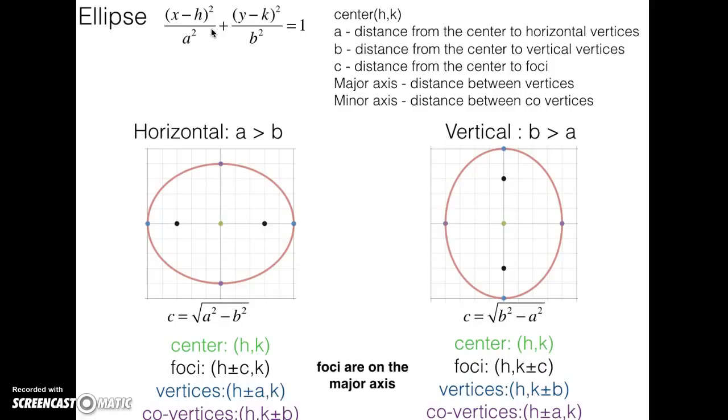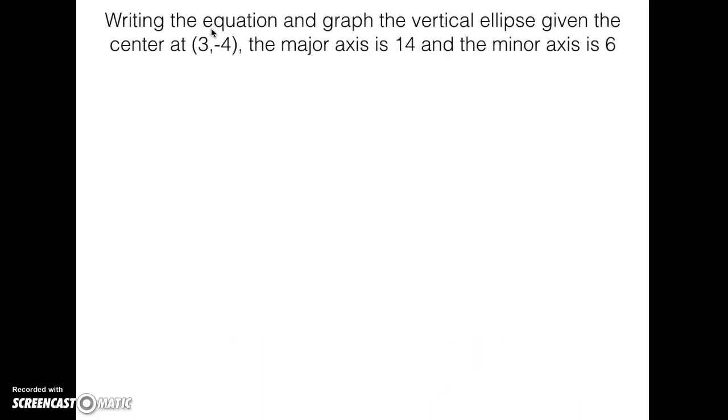The focal points are always going to be along the major axis, no matter which way your ellipse is going to be facing.